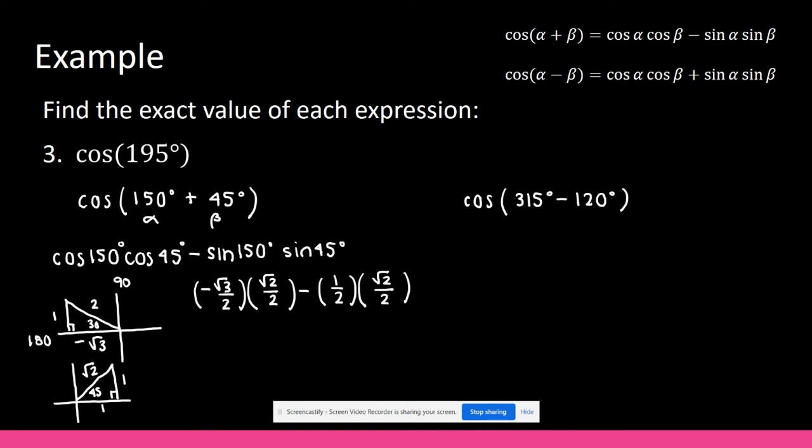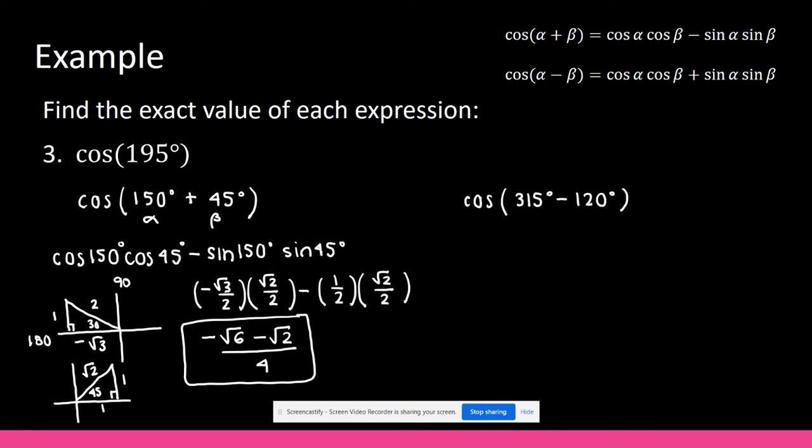All right. So now when I multiply straight across, notice that we'll get a negative square root of 6 over 4 minus, we'll have a square root of 2 over 4. So that's why essentially I can just put them together. And this would be my answer.